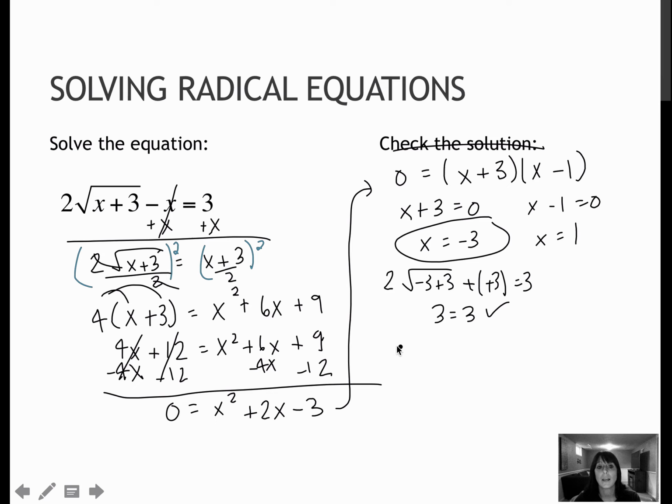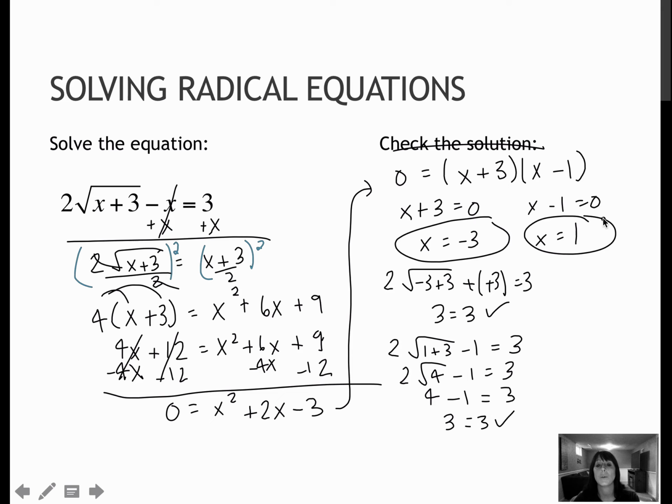For the 1, I'm going to do the same thing. So square root of 1 plus 3, minus 1. 1 plus 3 is 4. The square root of 4 is 2, times the 2 that was already there. So I get 4 minus 1 equals 3. 4 minus 1 is 3. And so this one, I do end up with 2 viable solutions. So no extraneous solutions on that question.